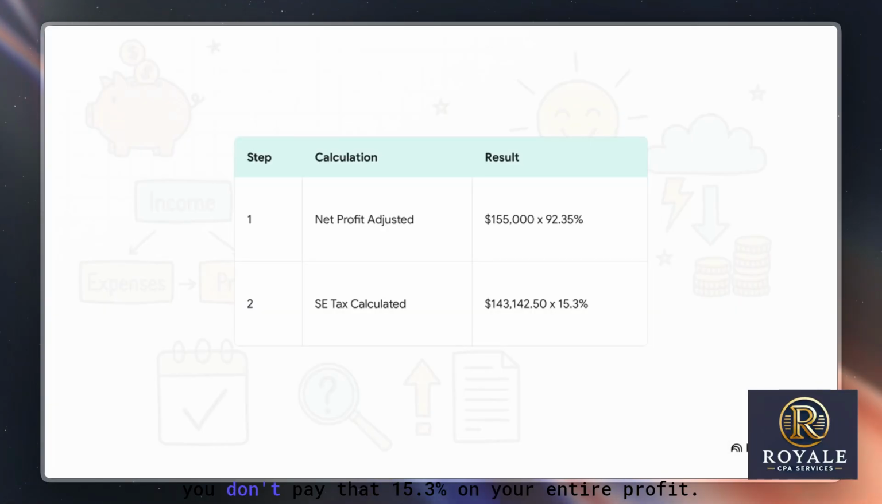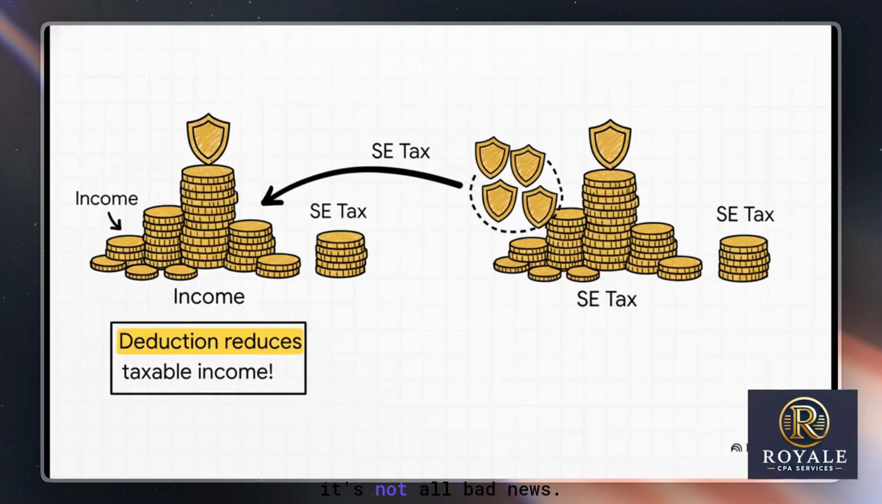But thankfully, you don't pay that 15.3% on your entire profit. The IRS gives you a little break. First, you take your profit and multiply it by 92.35% to get your taxable base. Then, you hit that number with a 15.3% rate. For Mr. Nkrumah, that comes out to $21,900.80 in SE tax.